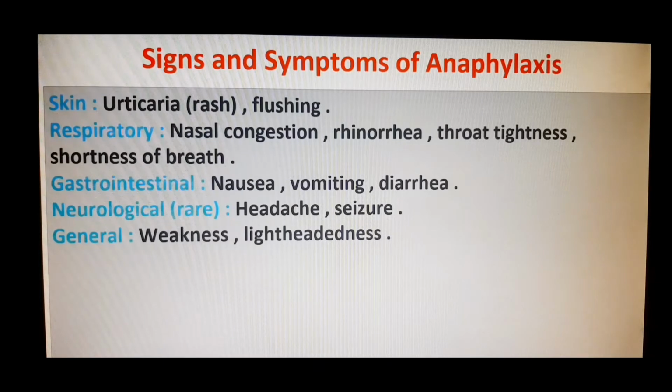In the neurological system, it is rare, but it may exist, like headache and seizure. Hypoxemia may lead to confusion. Generally, we can see weakness, lightheadedness, and a sense of impending doom. All of these signs and symptoms we can see in an anaphylaxis situation.